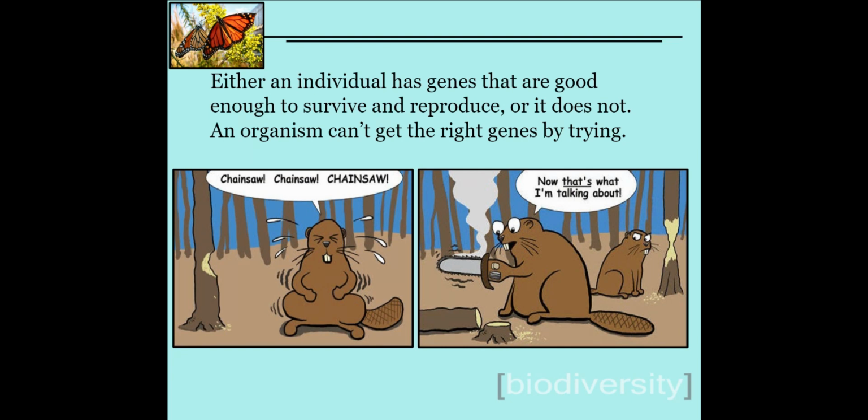So this beaver here is saying he wants something like a chainsaw. He doesn't want to chew on that lovely tree anymore. Now, he's not going to just get a chainsaw. It's not just going to magically appear on him. But this is showing you that there are some advantages to having variation within a species. If the beaver could have a chainsaw, he would be much more efficient at cutting down trees.